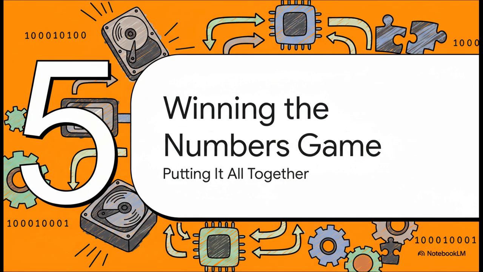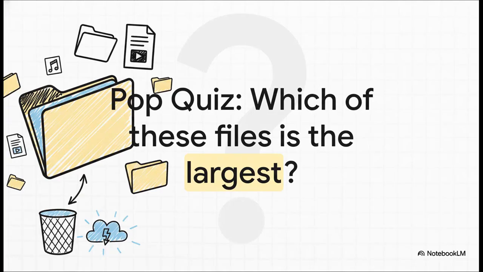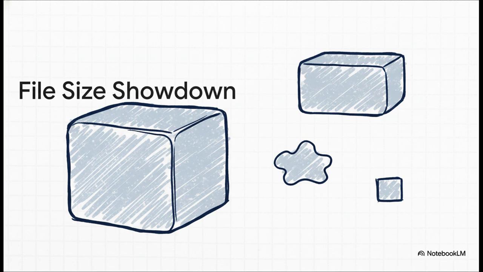Okay, you've learned the fundamentals of storage, processor speed, and throughput. So now it's time to actually win the numbers game by putting all of this together. First up, a little storage challenge. Imagine you need to delete the biggest file on your computer to make some space. Okay, so here are your files. We've got file A at 16,000 gigabytes, file B at 900,000 kilobytes, C at 1,000 megabytes, and D at 1 terabyte.